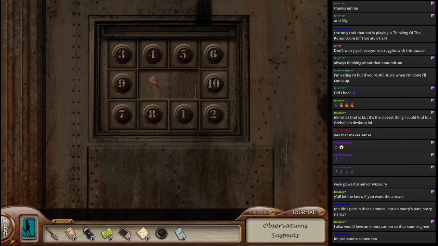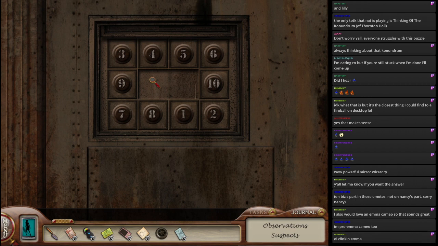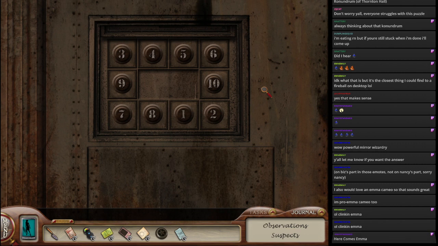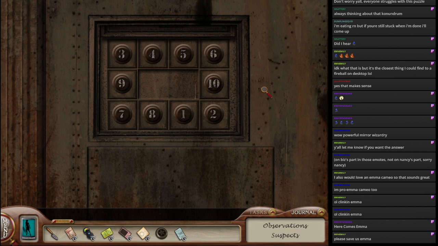Emma, can you help? I don't know, I haven't been thinking about this puzzle, but I can try and help. Here, you wear the headphones. That's fine. Okay, talk me through it. Hi. So I'm like 90% sure we do want 9 and 10 where we have them. Okay.